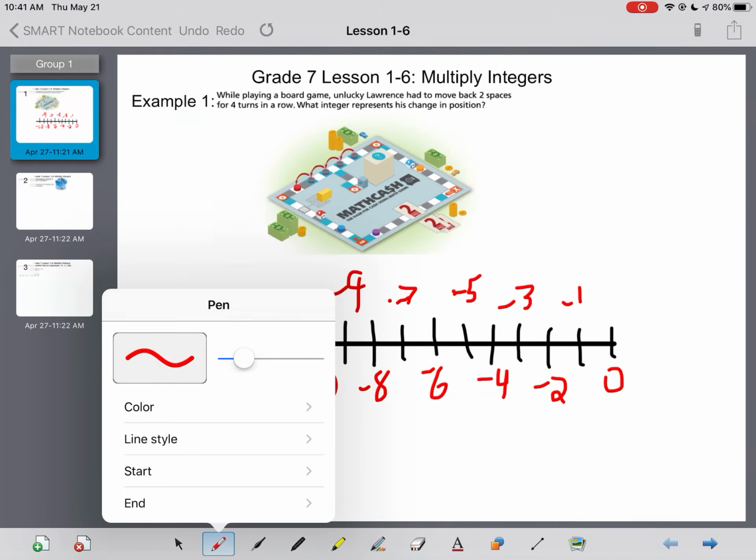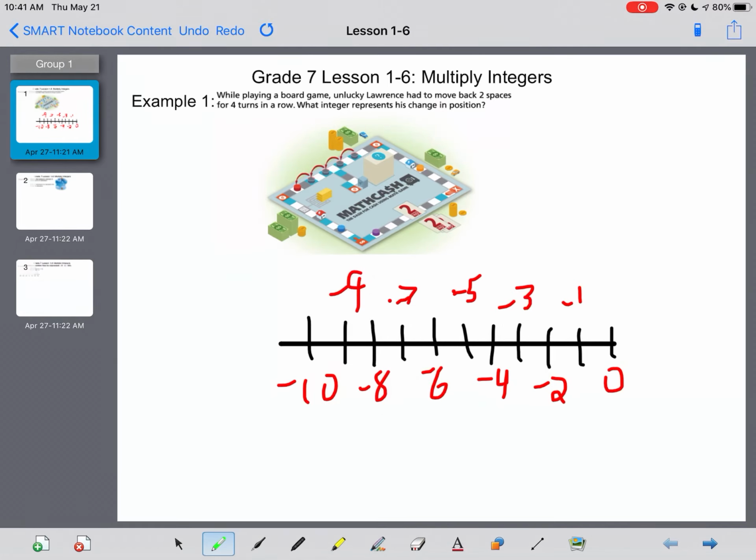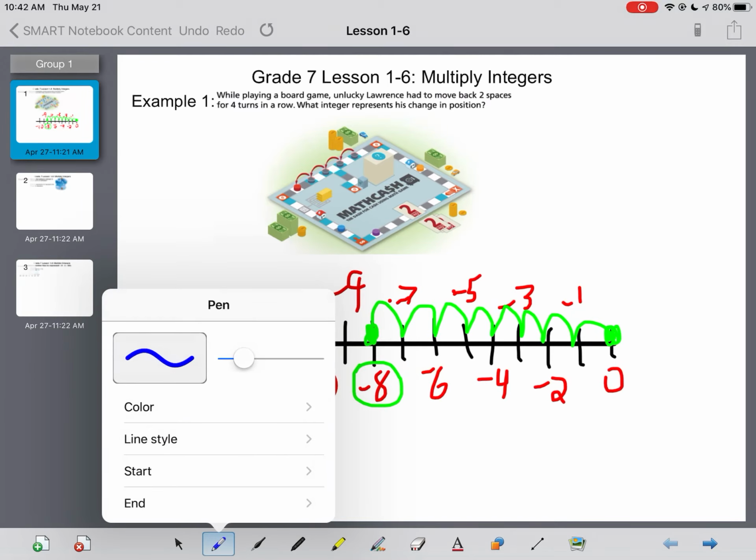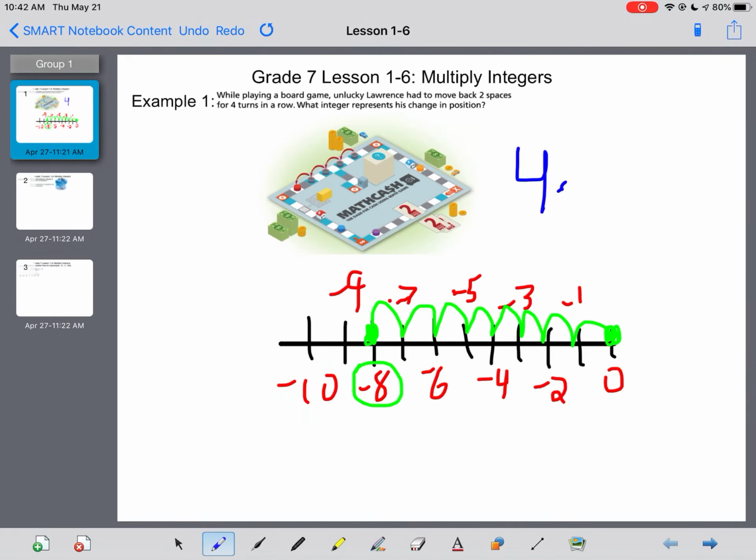So I have a number line here. He started at 0, and then he had to take 2 jumps backwards 4 times in a row. Here's his first time losing 2 spaces. Here's his second time losing 2 spaces. Here's his third time losing 2 spaces. And last but not least, here's his fourth time losing 2 spaces. So he moved back 2 spots 4 times in a row. That's -8. So another way we could write that is 4 times -2 is -8.